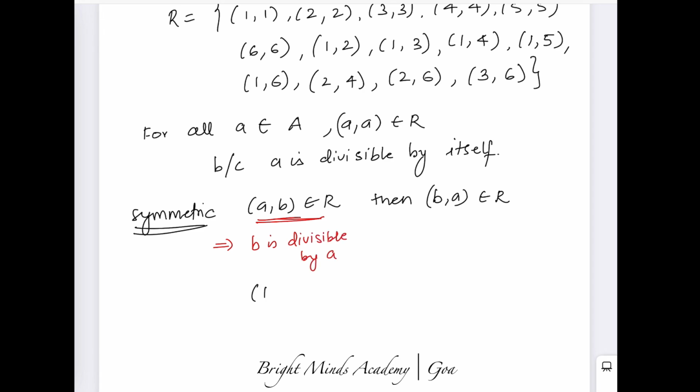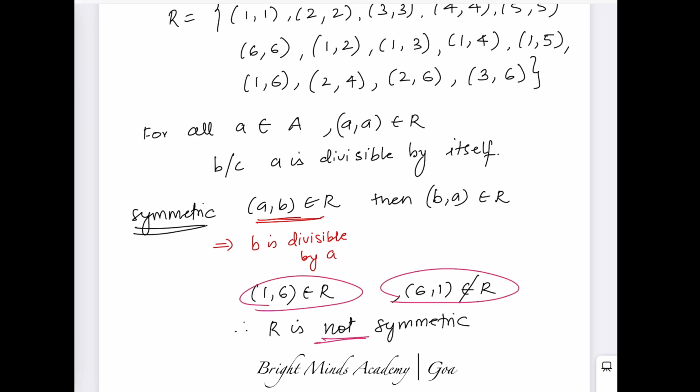A. For example, we can take (1, 6) belonging to R. But the problem here is the converse will not always be true, because if you see here (6, 1) does not belong to R, because 1 is not divisible by 6. Therefore you say that R is not symmetric. Remember one thing, when you have to prove that something is not reflexive, not symmetric or not transitive, one example in such a case is enough.